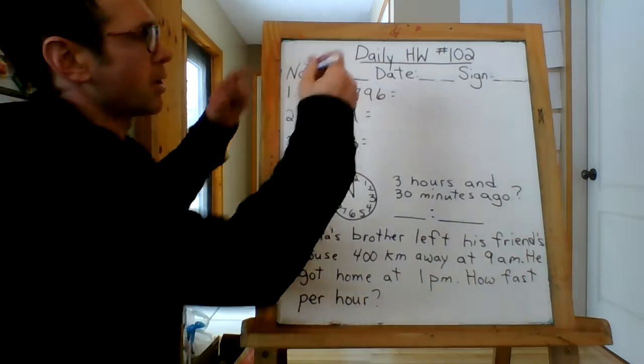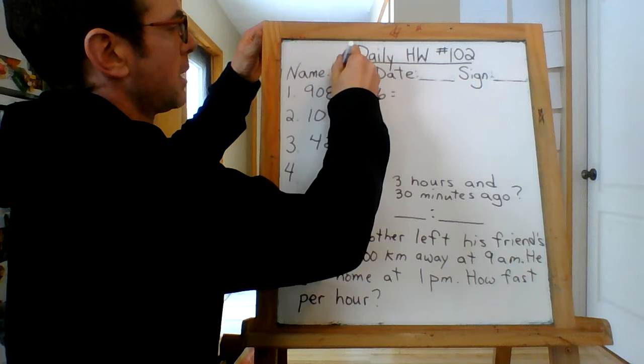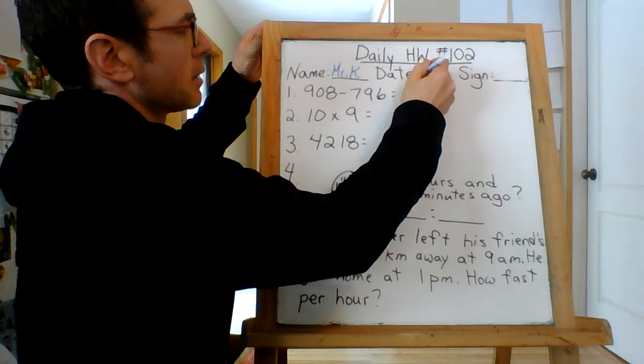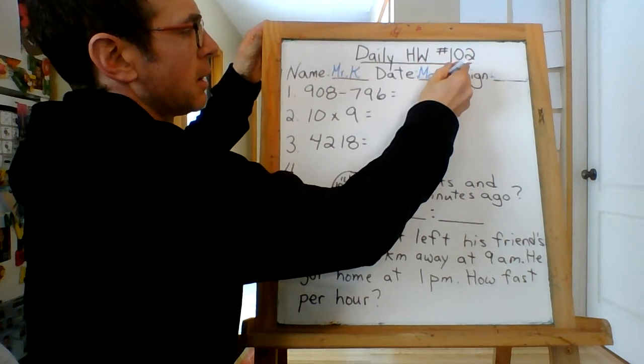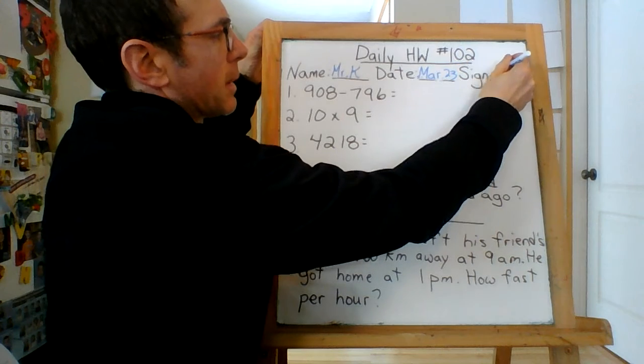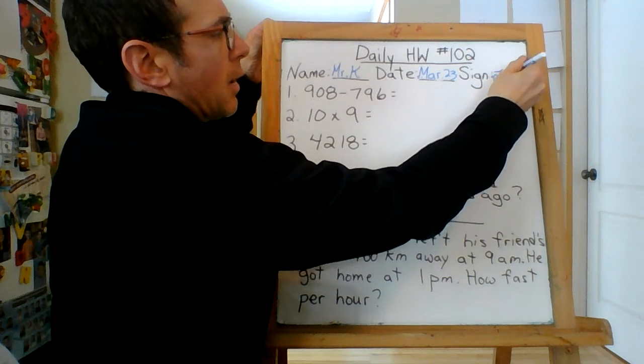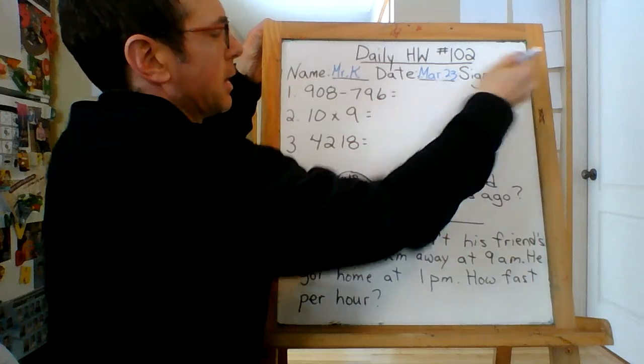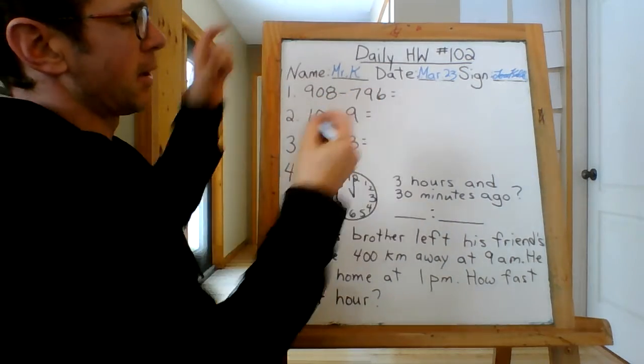All right, so to start off with, make sure your name is on it. Today's date is March 23rd, and sign it with your best cursive writing. All right, our first question is a subtraction question, and it's 908 minus 796.